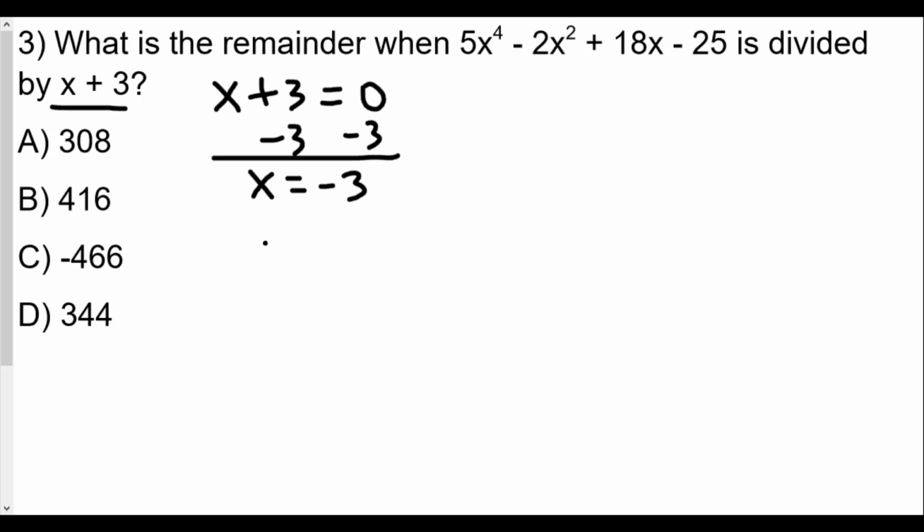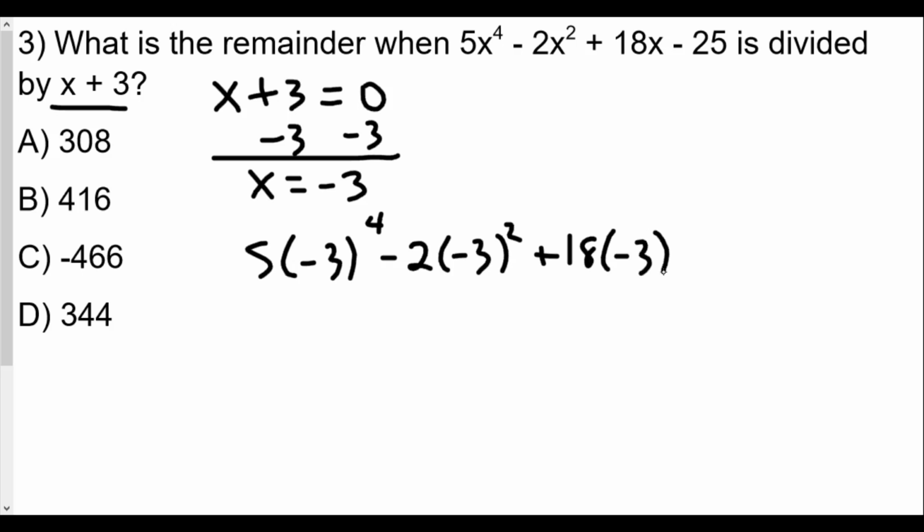So we're just going to plug negative 3 in for x. So 5 times negative 3 to the fourth minus 2 times negative 3 squared plus 18 times negative 3 minus 25. And if you use a graphing calculator, you can just plug this in. Negative 3 to the fourth power is going to be 81. And you multiply 5 times 81, that gives you 405.